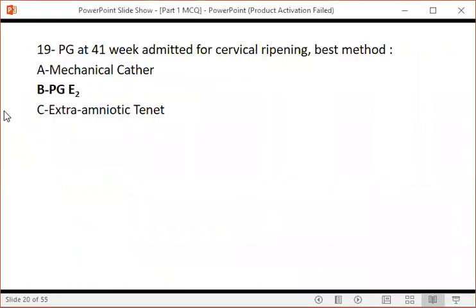A primigravida at 41 weeks admitted for cervical ripening. Best method? She's 41 weeks, post-dated, primary, and admitted for cervical ripening. What is the best? Is it mechanical? Actually, prostaglandin is still the best to use with no previous scar. There is no type superior to another type of prostaglandin. Nobody can tell you tablets, gel or insert, they are all the same. But prostaglandin is still the best in non-scarred uterus. So the answer here is prostaglandin E2.